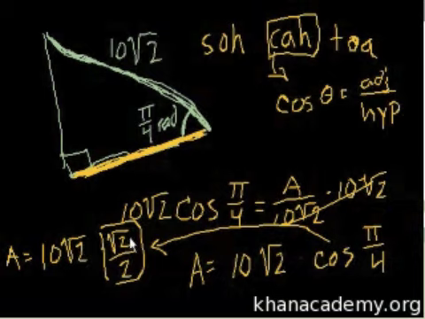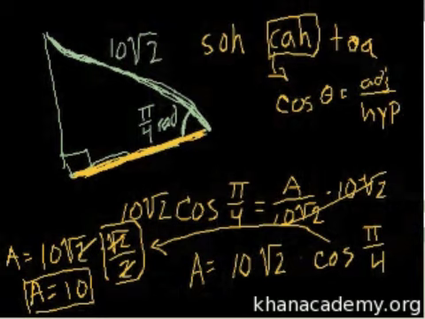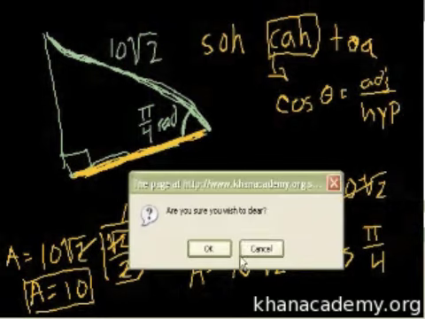What's the square root of 2 times the square root of 2? It's 2. So that 2 cancels with that 2, and everything cancels except for the 10. So the adjacent side is equal to 10. Okay, this is not a great first example for students, particularly if they might be in 6th grade trying to learn this SOHCAHTOA concept. Let me delete this.